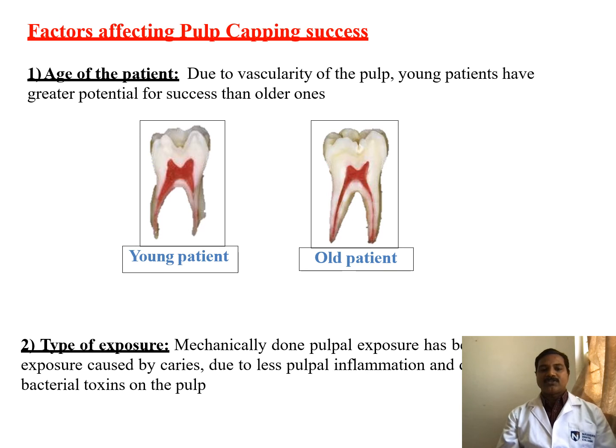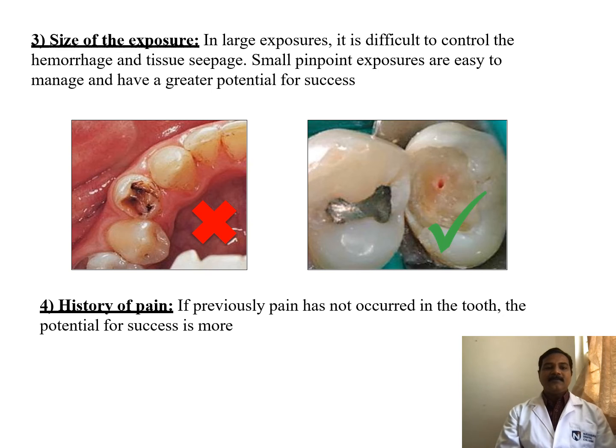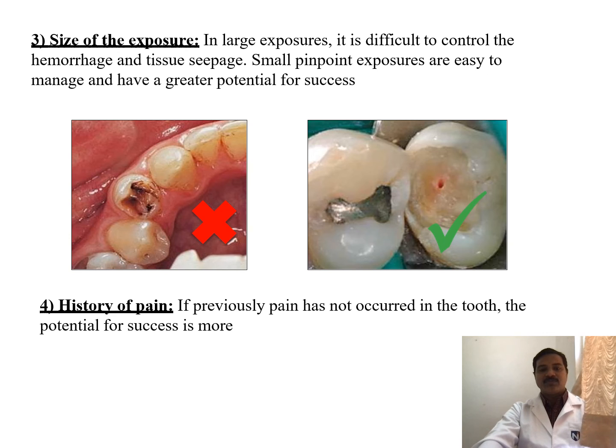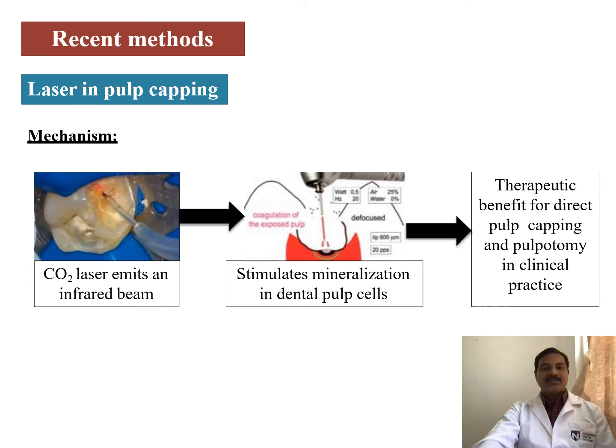And type of exposure is also important. What is the size of the exposure, is it a pinpoint exposure or a broad exposure? The size of the exposure determines the success rate. With a very pinpoint exposure you are going to achieve a good success rate, whereas with a broad exposure you are going to have a poor success rate. And history of pain: if there is pain, certainly the success rate is poor. So only cases where there is no pain and no tenderness to percussion should be taken.